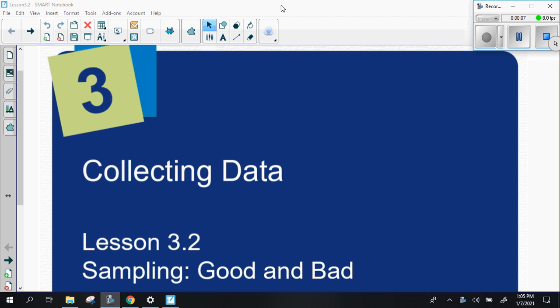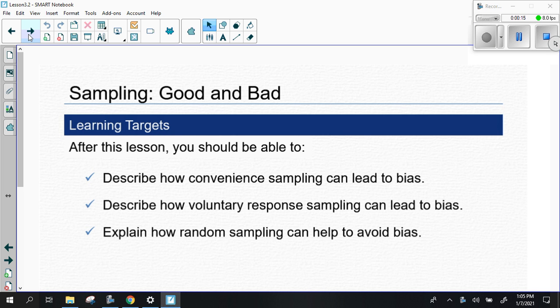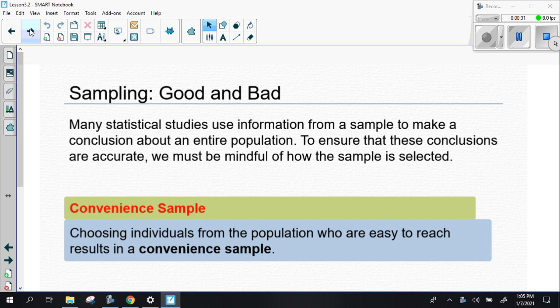We're going to talk about sampling methods that are good and bad. How can we sample better from a population? Today we're going to talk about really just a lot of vocabulary. What is a convenience sample? What is a voluntary response sample? And how can we introduce bias or eliminate bias by random sampling?